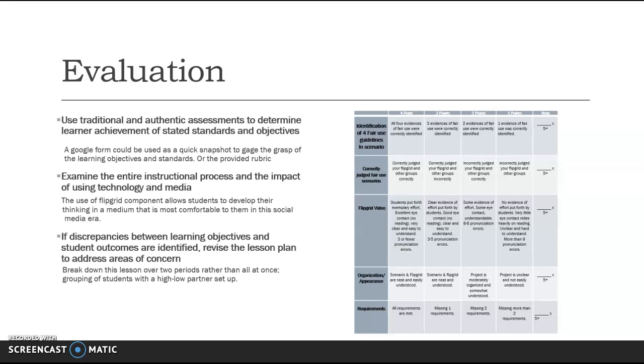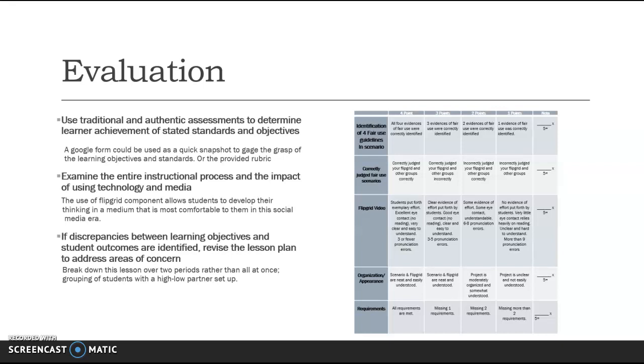For example, identification of the fair use guidelines in the scenario, they were able to pick out the nature, the use, the amount, the intent. Could they correctly judge the scenario? Did it fall under fair use guidelines or not? Their Flipgrid video in general, did it show like they put effort or they're just kind of pulling teeth trying to get it done? The organization and appearance, was it pretty easy to understand? Were they just laughing, giggling, you really couldn't get anything out of it? And again, just some extra points if the requirements were made or not.